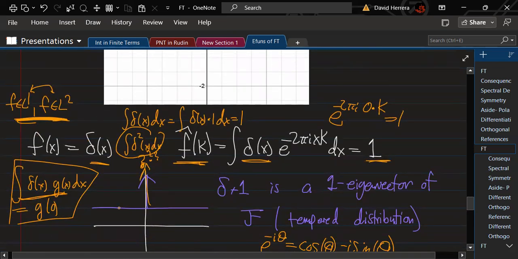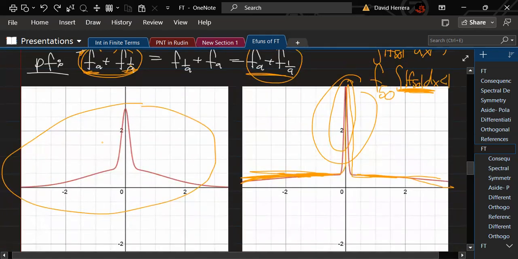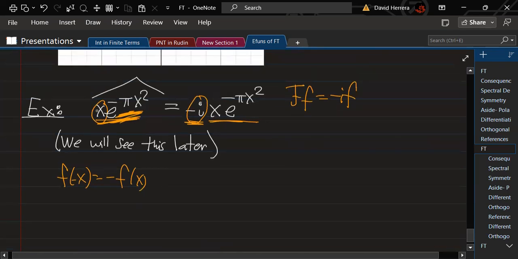Its Fourier transform, a constant, is even. It doesn't matter what side you're on. This Gaussian, you can see all these functions are even. They have a symmetry between x and -x. But this is one example that doesn't. It has negative symmetry like this, and it has a different eigenvalue. We'll be exploring that a little bit later.